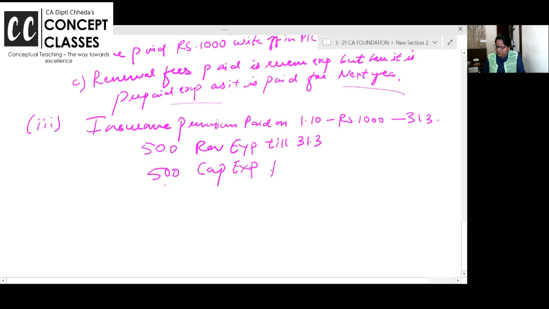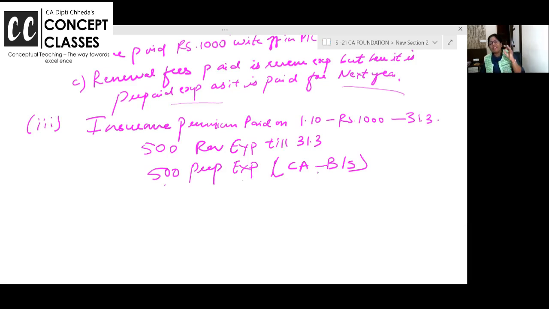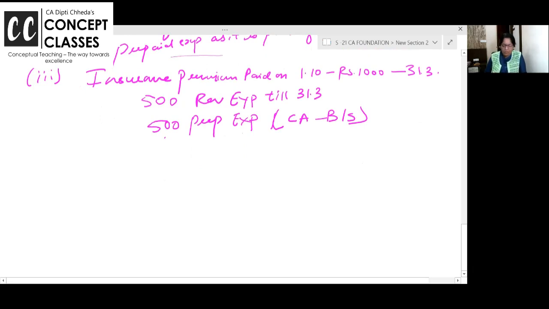Sorry, not capital, I used the wrong word. It is a prepaid expenditure. So show it in the balance sheet, under current assets. 500 is a revenue expenditure only, but for next year you have paid in advance. Any advance expense for next year we cannot put now. Why? Matching concept. Only expense and income relating to the year should be recorded, whether paid or not. Right? Next, fourth one.